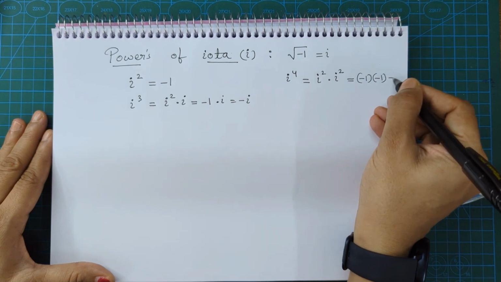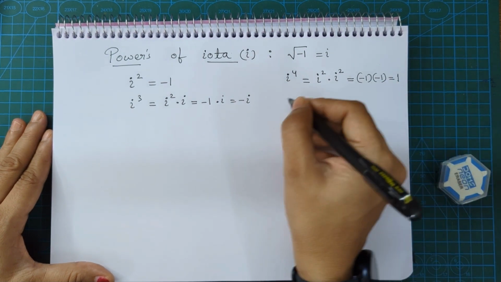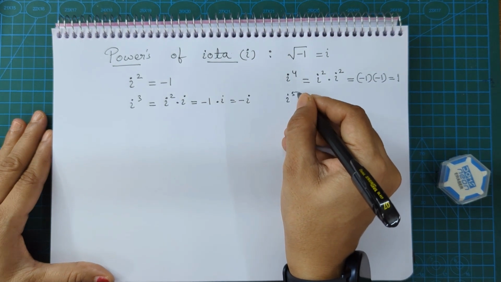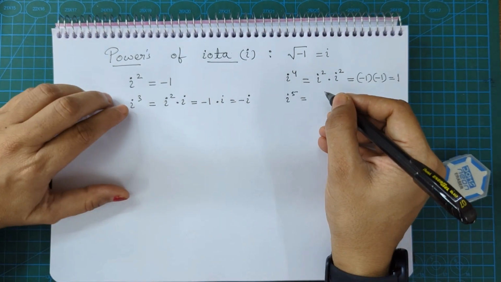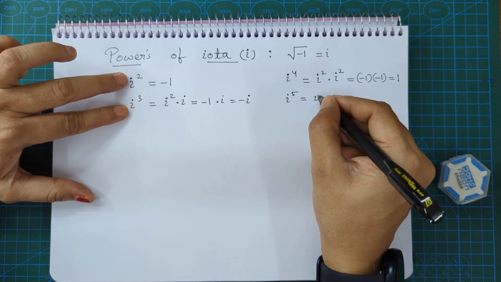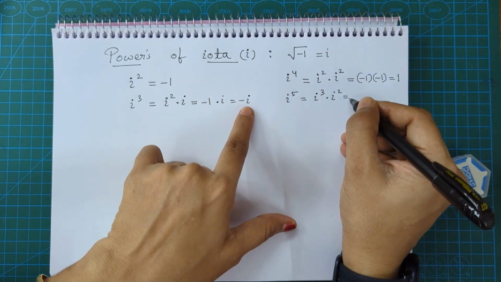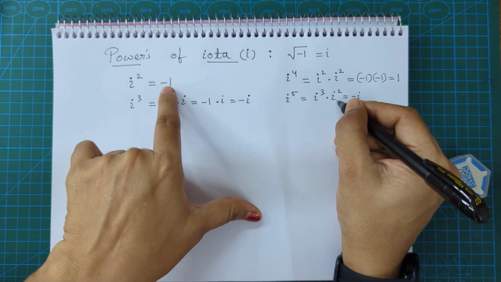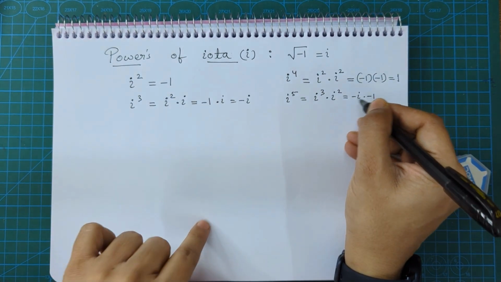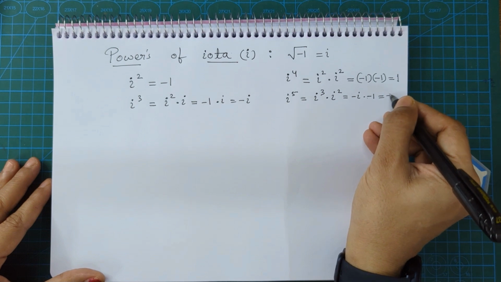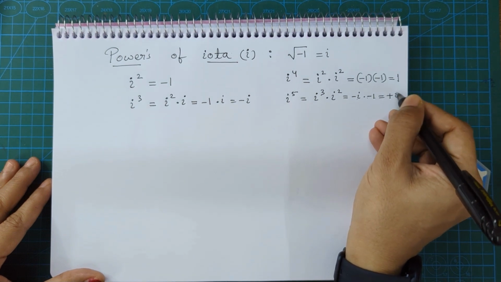Minus of minus is a plus, 1 into 1 is 1, so it is positive 1. Then i to the power 5. i to the power 5 is i cube into i square. i cube is negative i, i square is negative 1. Negative of negative is positive. i into 1 is i.